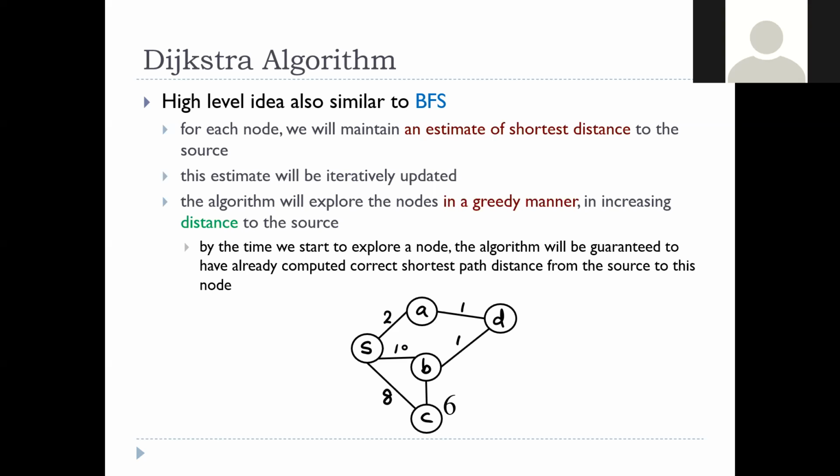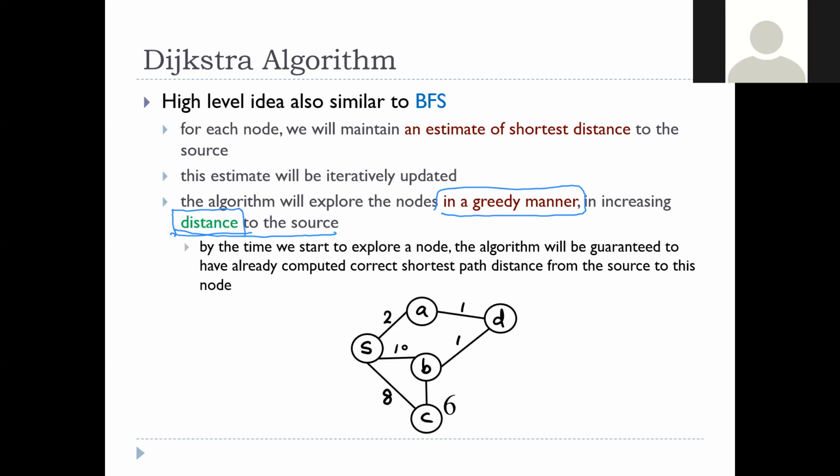Namely, we still will maintain the estimates of shortest path distance to the nodes, and we're still going to explore the nodes in a greedy manner. In other words, in increasing distance to the source. The difference is that this distance is going to be the weighted shortest path distance to the source. So, very similar to BFS, we're going to explore those nodes that are closer to the source before we explore those nodes that are further away.